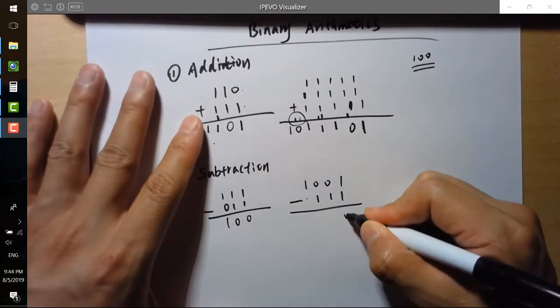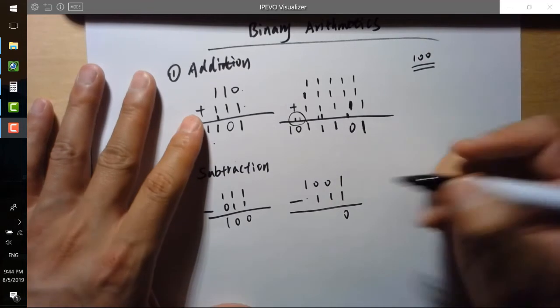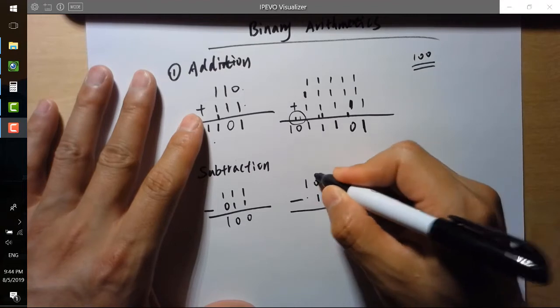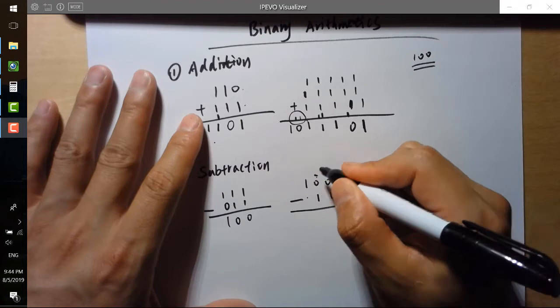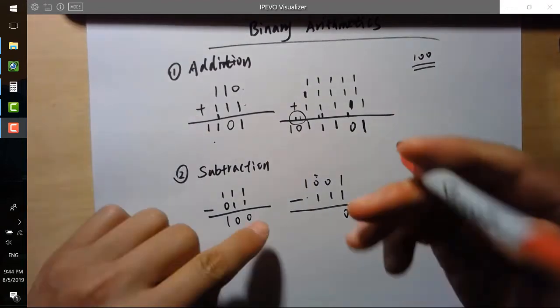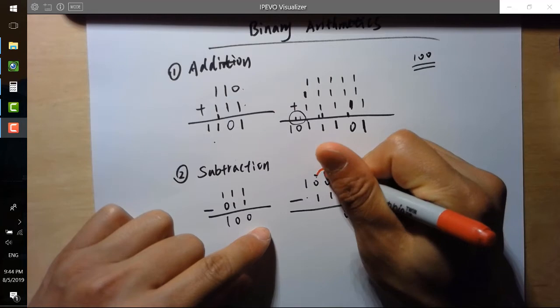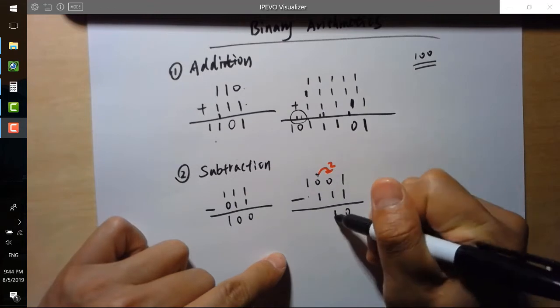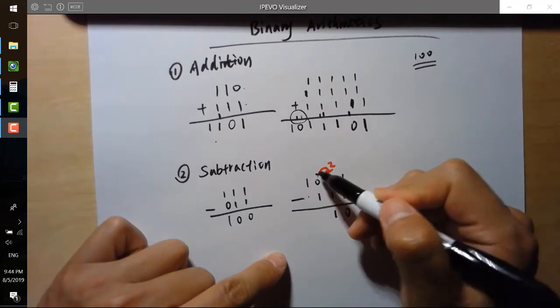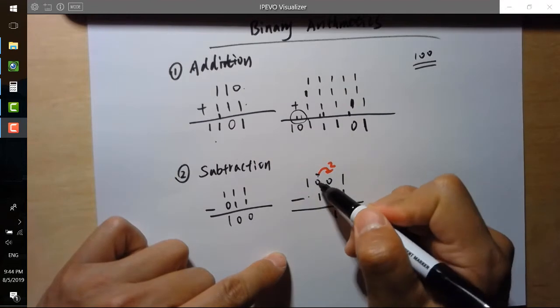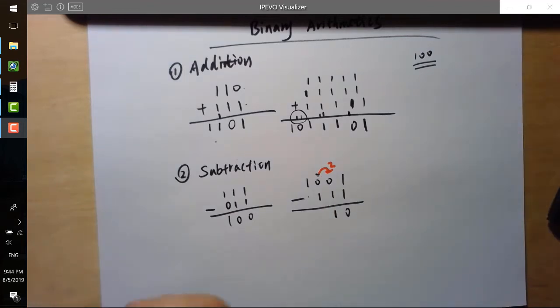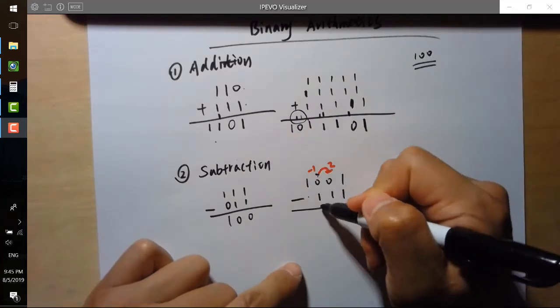So 1 minus 1 is 0. 0 minus 1, you don't have enough to subtract the 1 from this number. So you want to borrow from the front digit. Whenever you borrow, the number being borrowed is actually 2. So you're adding a 2 here. So now you have 2. So 2 minus 1 is 1. So this digit has been borrowed from. It used to be 0, but borrowed by 1. So now what you have here is going to be minus 1, which is the leftover.